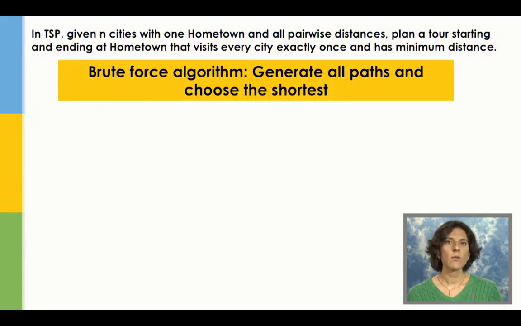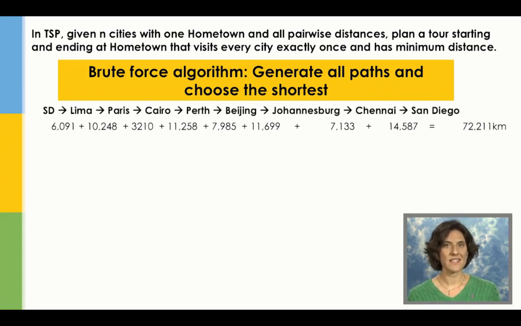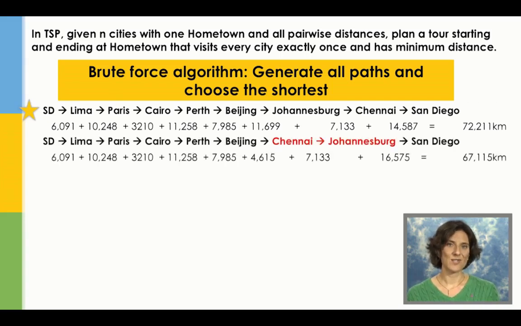It's pretty straightforward. We're just going to pick one path through the cities from San Diego back to San Diego, calculate its cost by adding up all the distances along those edges, and then say, okay, the cost of this initial path from San Diego to Lima to Paris to Cairo to Perth to Beijing to Johannesburg to Chennai and back to San Diego is 72,211 kilometers. So that is currently our best path. But that's just our first path. So let's try another one. Let's switch the last 2 cities, calculate the cost of that path. Well, that one's only 67,115 kilometers, so that one's better. So we'll record that one as our best path so far.